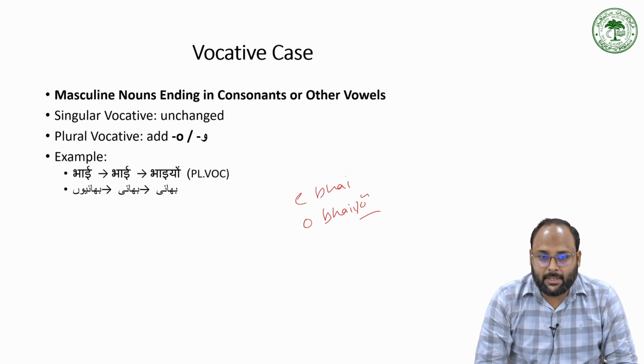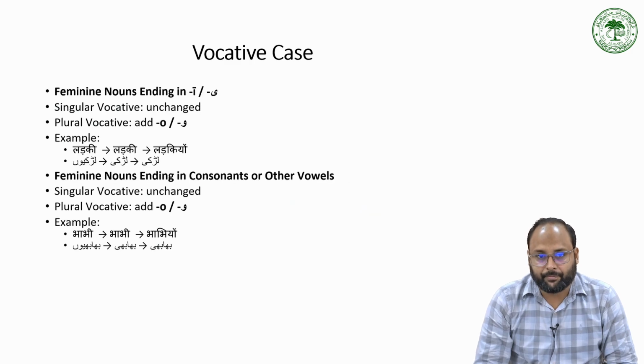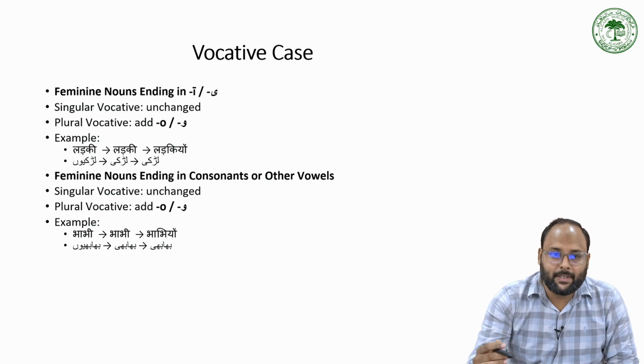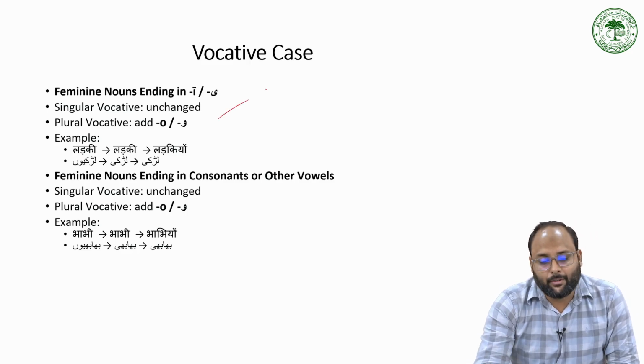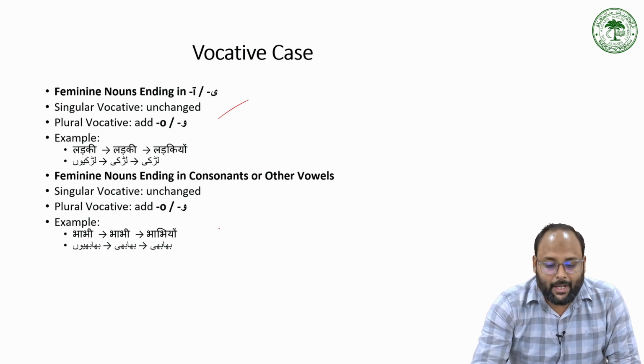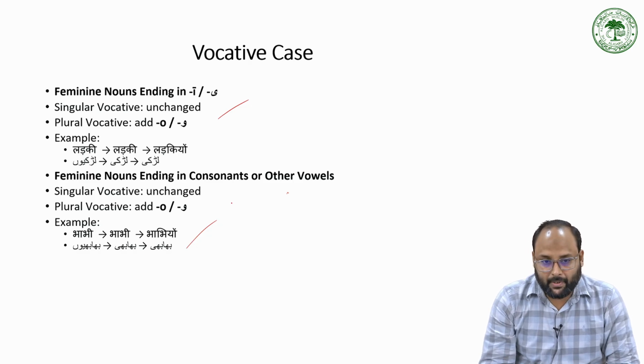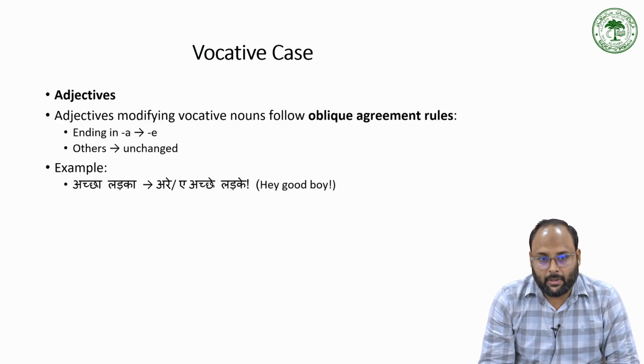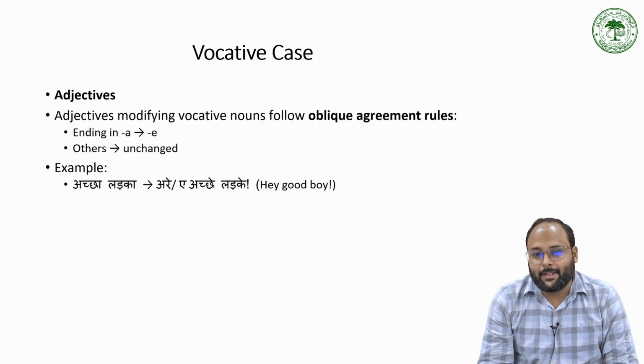And when it ends with a consonant, in some cases it will remain the same for the singular, but for plural, it will take some suffix. The same case with the feminine, like in the vocative case. If it ends with 'ladki', then 'ऐ लड़कियों', and for 'bhabhi', 'ऐ भाभी', and 'ऐ भाभियों' for plural. And for adjectives, it will remain the same.